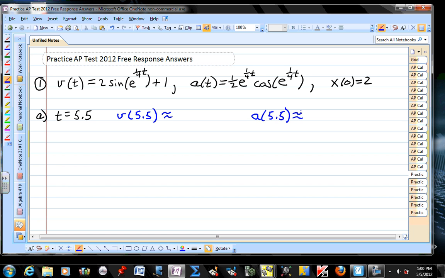Now, this is a calculator question, so you're allowed to use your calculator. If we evaluate the velocity function at time t equals 5.5 seconds, we'll get something approximately negative 0.453. And if we evaluate the acceleration function at 5.5, we'll get something approximately negative 1.359. Now, since both values are negative, we can conclude that the particle is speeding up, or that the speed is increasing.